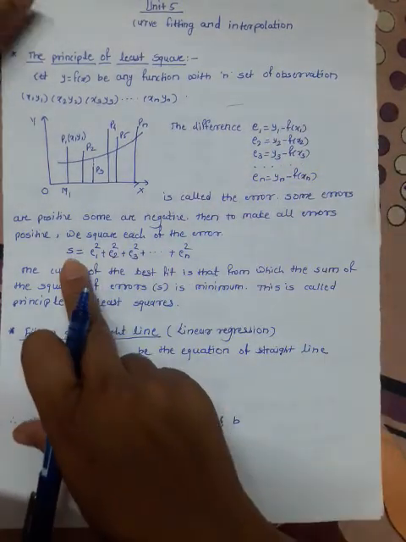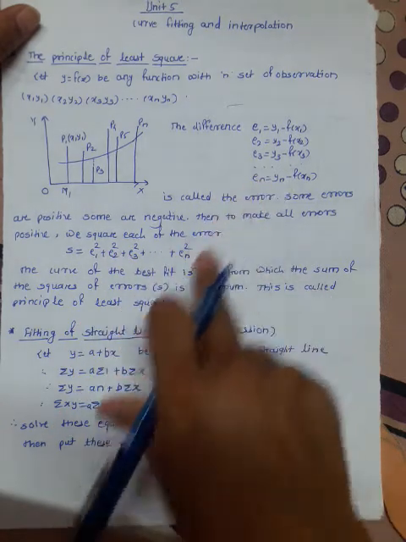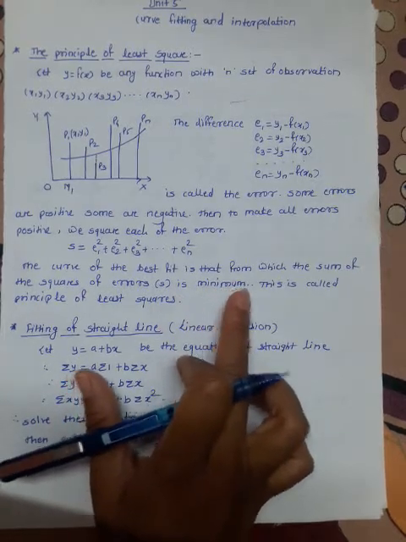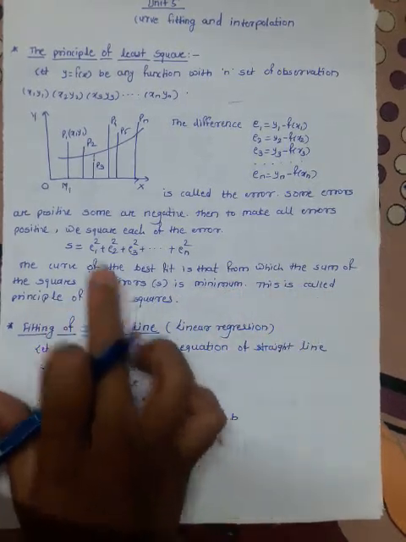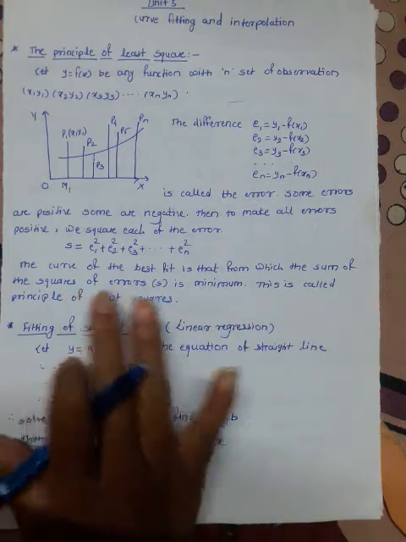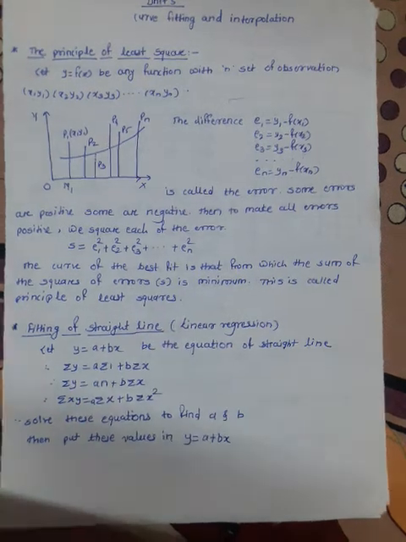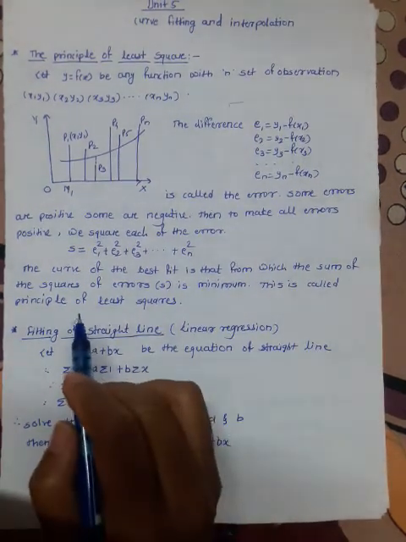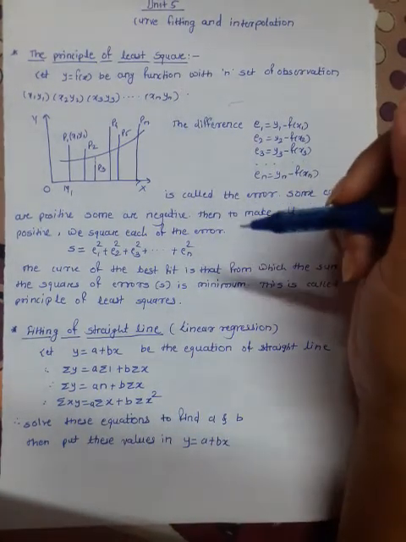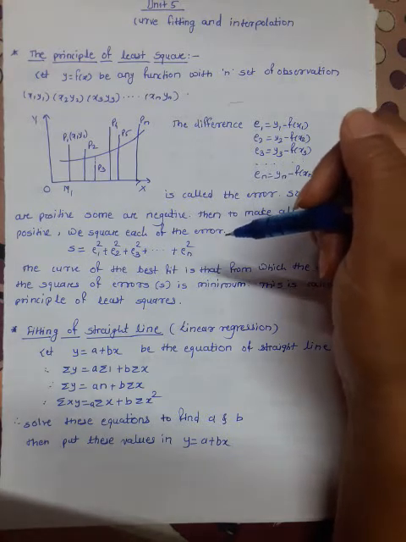So consider the sum S is equal to e1 square plus e2 square plus e3 square up to en square. Then the curve of the best fit is that for which the sum of the squares of the errors is minimum. This statement is called the principle of least square.